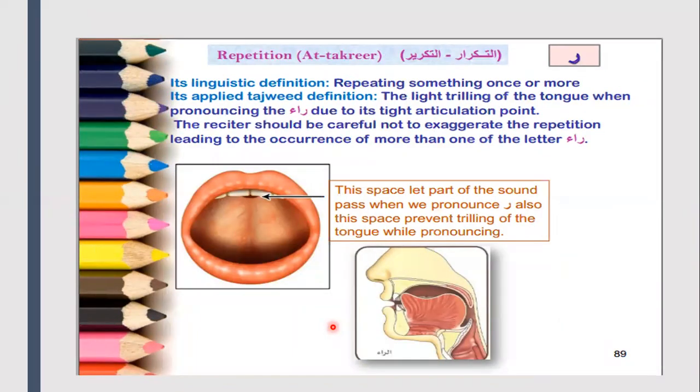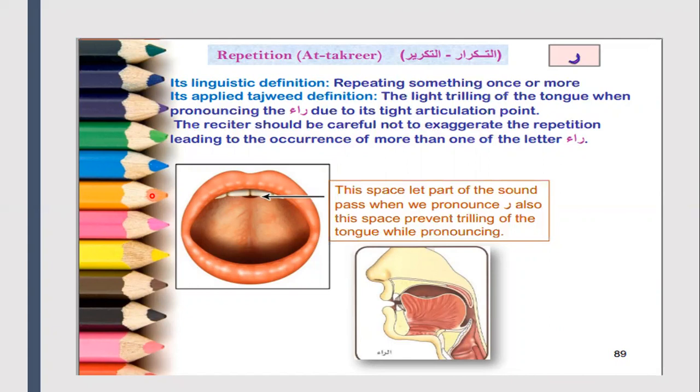Repetition, at-taqreer, applies only to the ra. It's the trilling of the tongue when pronouncing the letter ra, due to its tight articulation point. There's one very important point here. The reciter should be careful not to exaggerate the repetition, and a lot of readers do that. A lot of readers are repeating the taqreer in the ra.